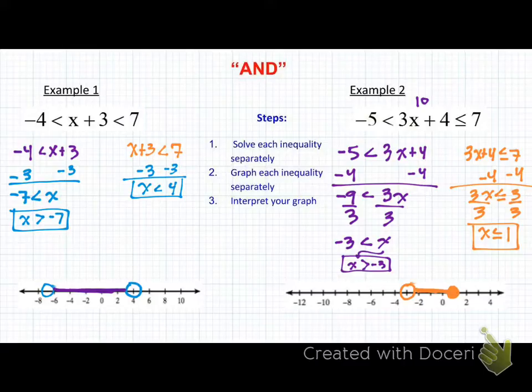Is negative 5 less than 10? Good. Is 10 less than or equal to 7? No. So does that make it true? Yeah, we wouldn't want to use 2, see? So only the numbers that are in here would work to make this equation true. Make sense? Okay, good. You did so good. Good job.